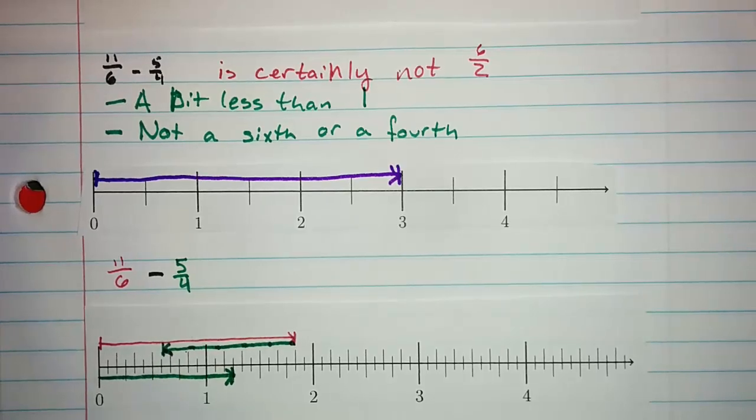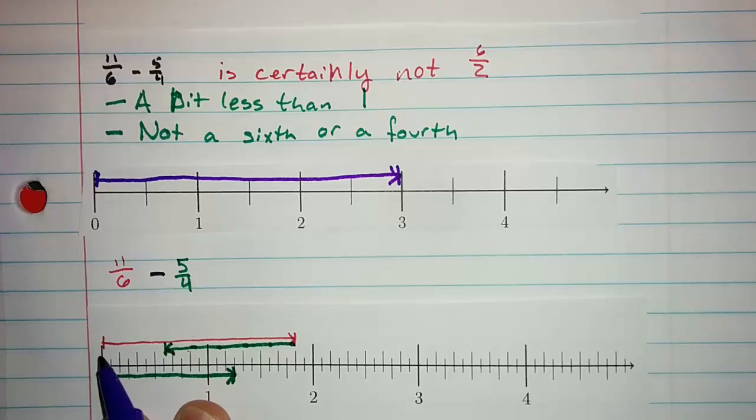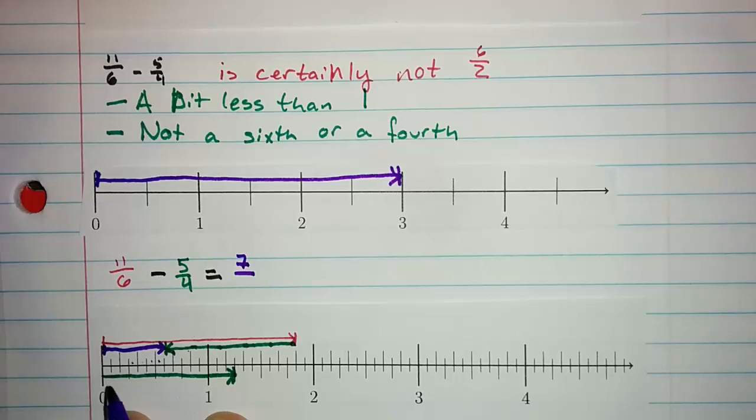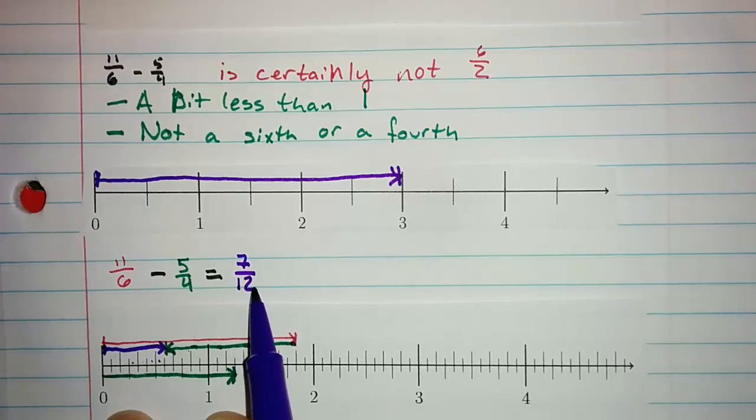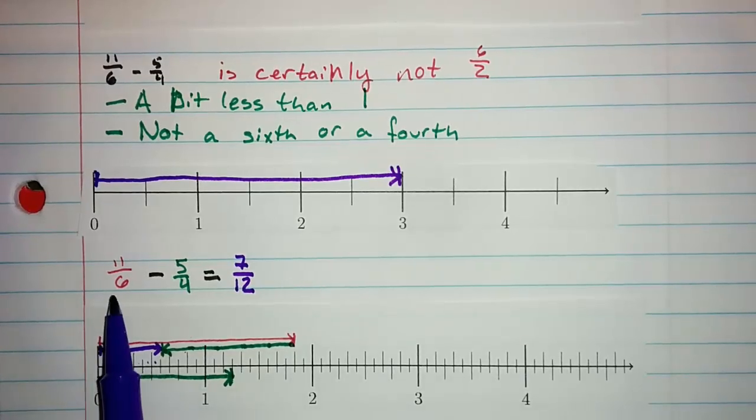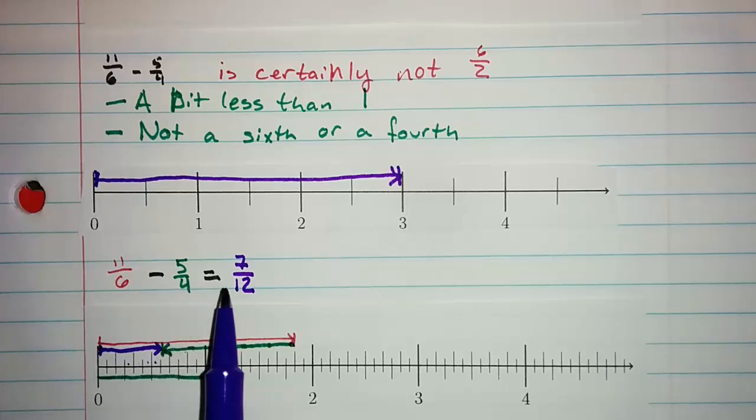What's 11/6 minus 5/4? Well, it's going to be this distance. So 1, 2, 3, 4, 5, 6, 7 of these little marks. And what are these? Each unit is divided into 1, 2, 3, 4, 5, 6, 7, 8, 9, 10, 11, 12 parts. So these are twelfths. From the picture we know that 11/6 minus 5/4 is 7/12.